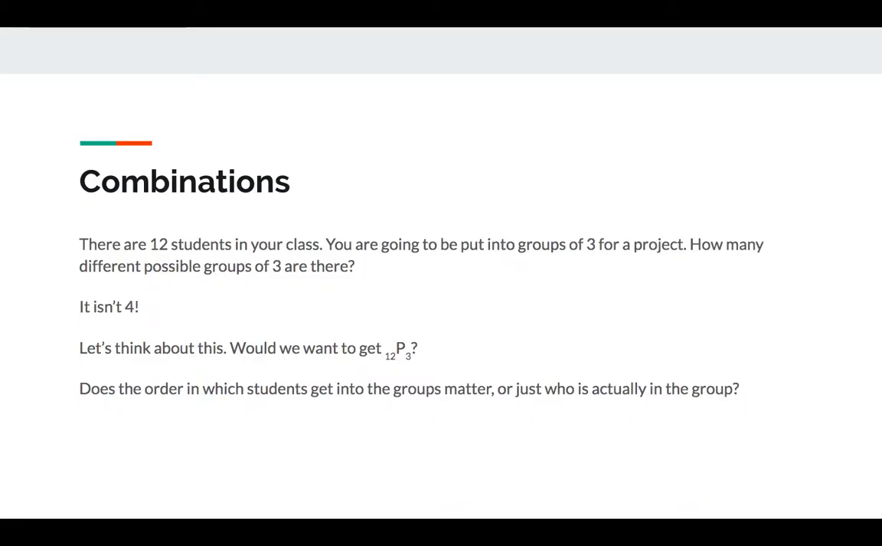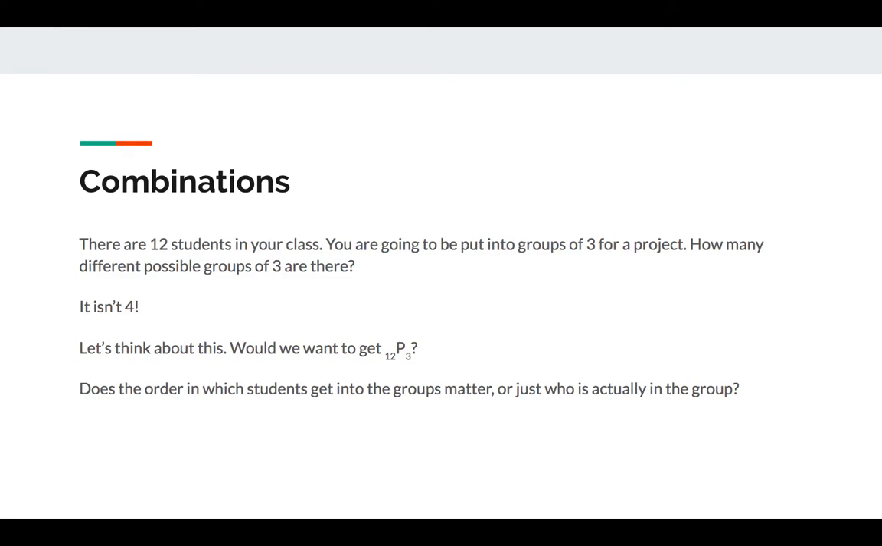So imagine there are 12 students in your class, and you're going to be put into groups of 3 for a project. So how many different possible groups of 3 would there be? Well, first of all, it isn't 4. I mean, there will be 4 groups, but I'm asking you how many different possible looking groups of 3. So let's ponder this one. Should we do 12P3, 12 students, permutation of 3?